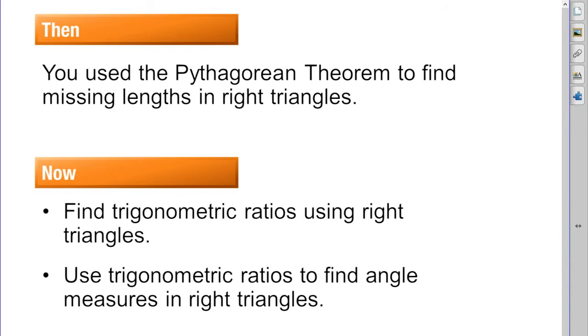be able to solve missing lengths of sides using something other than the Pythagorean theorem, because the Pythagorean theorem is great, but it only works if you know two of the three sides. And so, what if you only know one side? What else could you do to find the missing sides of a triangle?